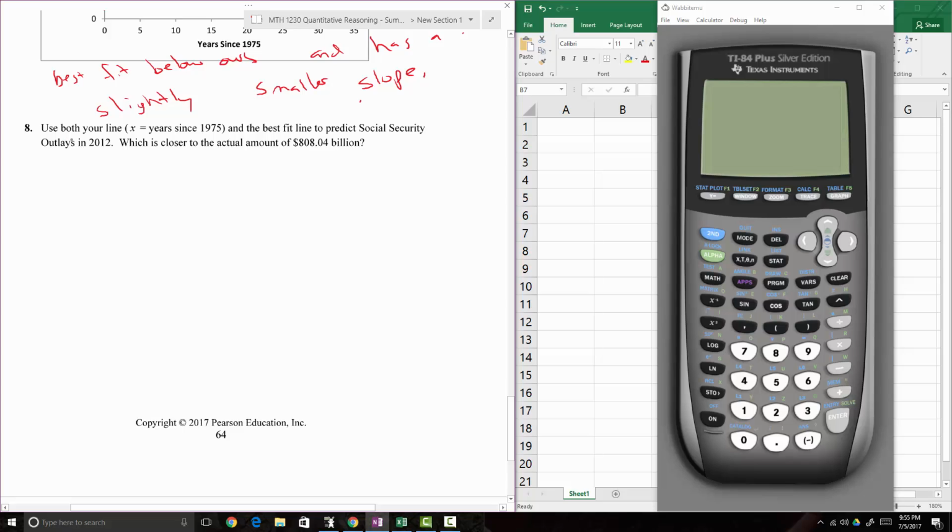Now it says use both your line, x equals years since 1975, and the best fit line to predict Social Security outlays in 2012. Which is closer to the actual amount of 808.04 billion? So we want to try with both. If you do this with the equation y equals 15,288 times 37, so there are 37 years past 1975, 2012.